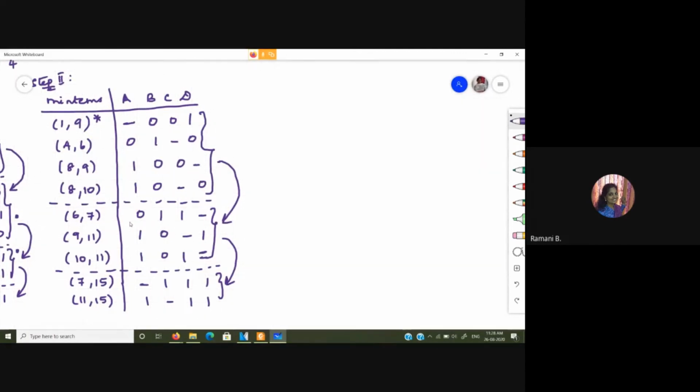So for step 3, again let's have the minterms and then the variables a, b, c, d. Okay, next comparing dash position. So we have a dash in C. So comparing this 4 comma 6 group with 9 comma 11, because that is the only position where we have dash in C.